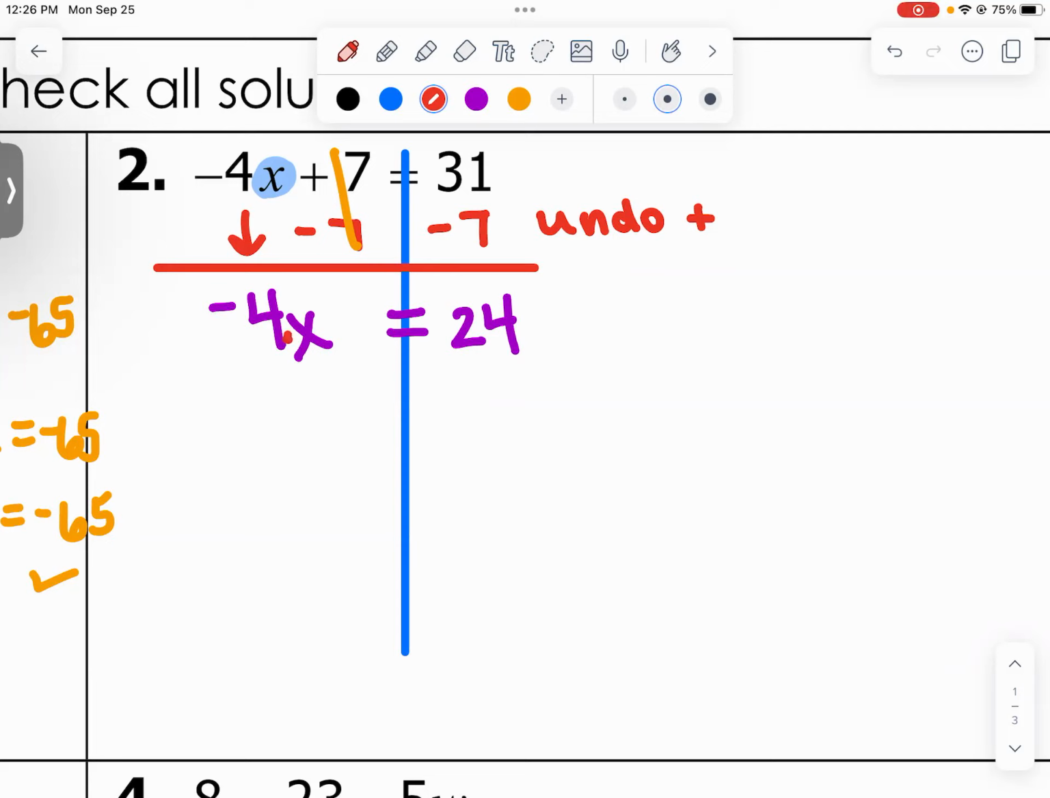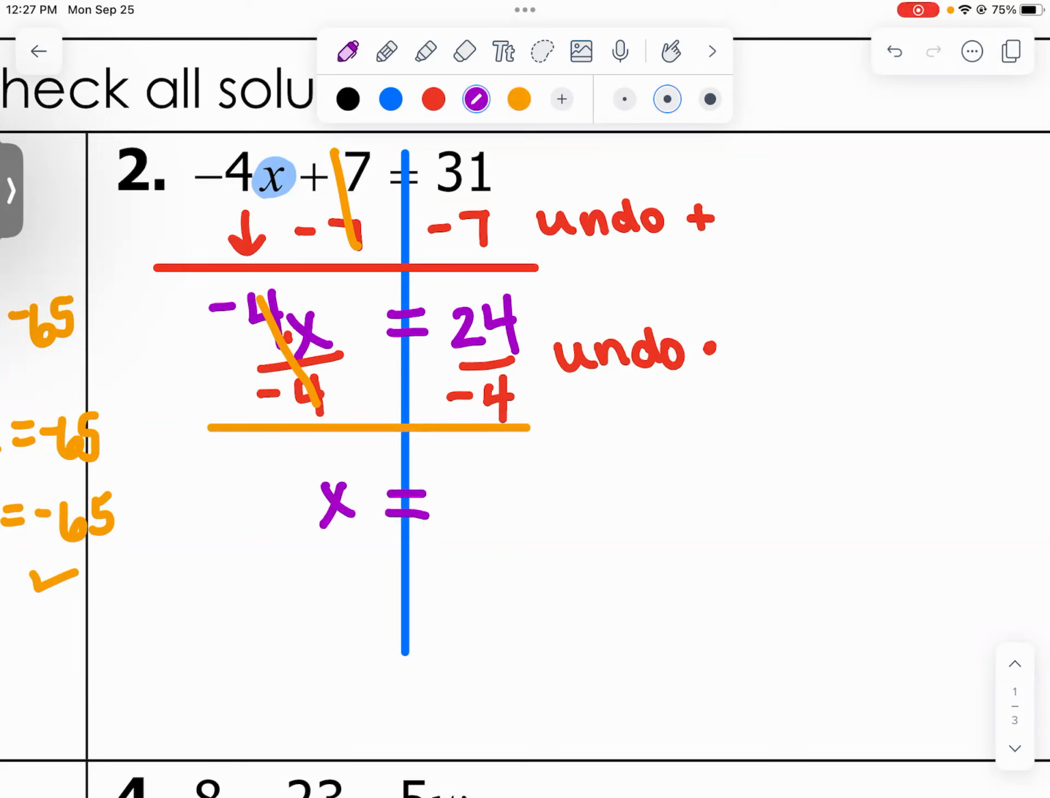Okay, and so in order to undo multiplication, Connor, what do we need to do? Division. So we need to divide both sides by this -4, okay? The -4 divided by -4, those will cancel. David, what's 24 divided by -4? Oh, that's 20. So we're dividing.